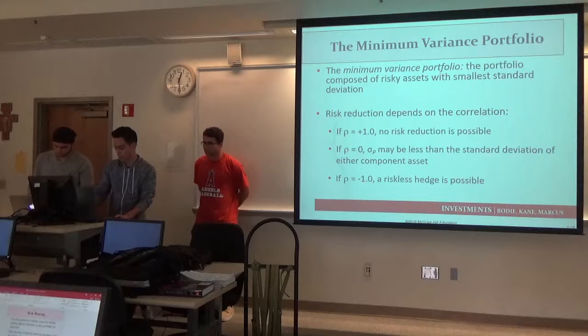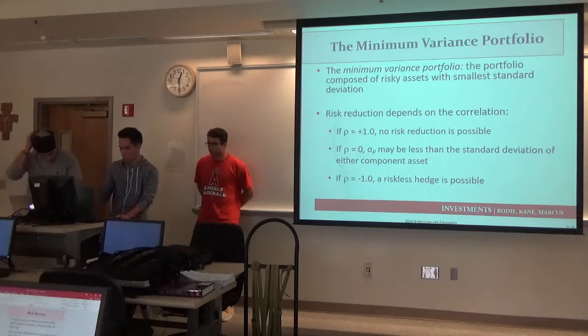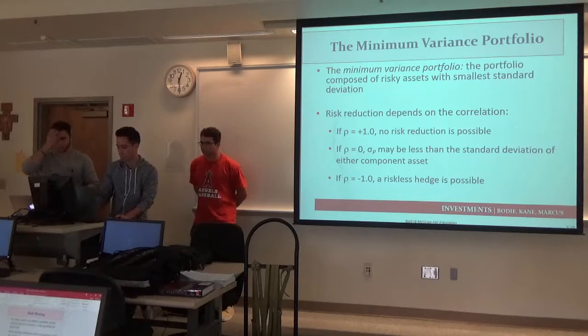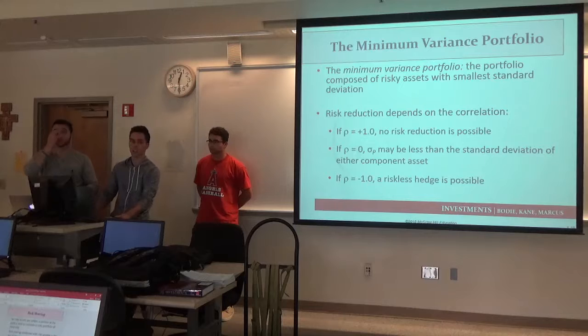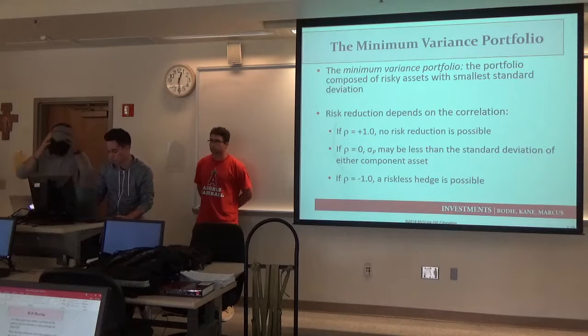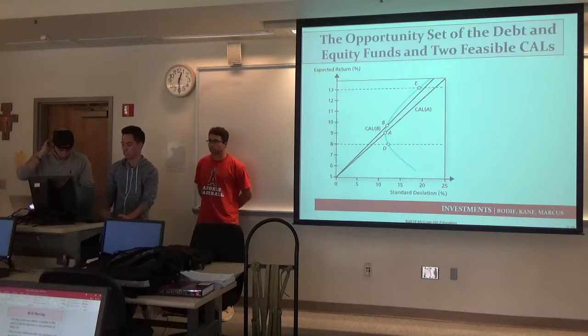And then the minimum variance portfolio, basically talking about risk and rho. When you have +1, there's no risk reduction because they're perfectly correlated. At 0, it's kind of in the middle, and then at -1, you can have a riskless hedge, which is kind of what you want.